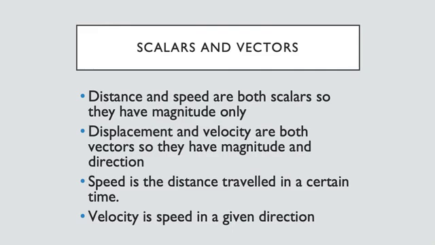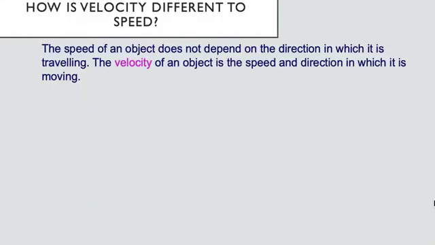So the way we describe these things then, speed is the distance travelled in a certain time. So it's just the distance in a time. Velocity is speed in a given direction. So it's the same, it's the distance travelled in a certain time, but in a certain direction. Those two are really important. You need to know the difference between them.